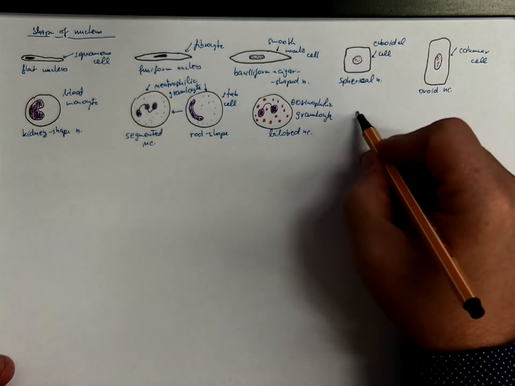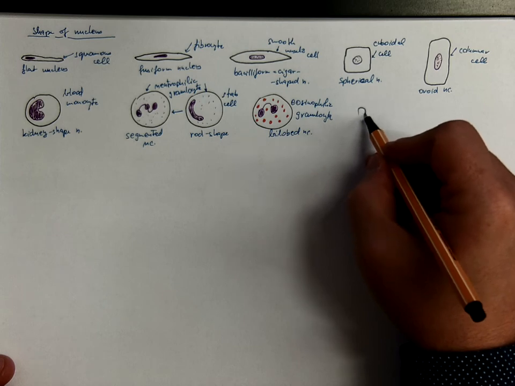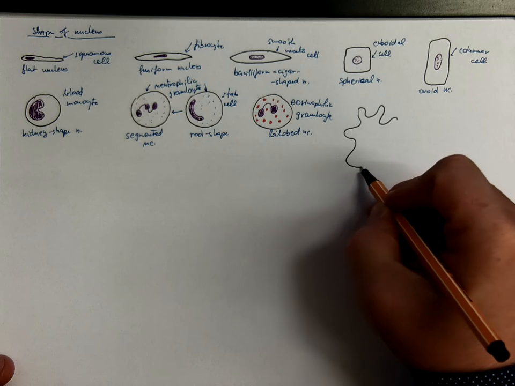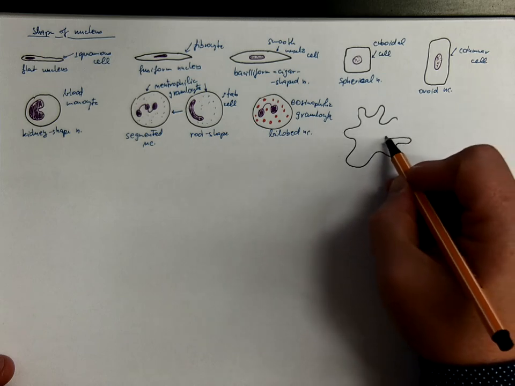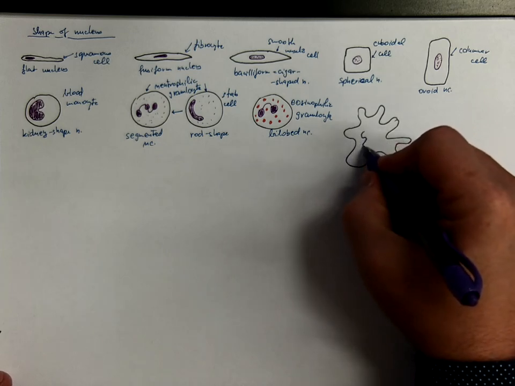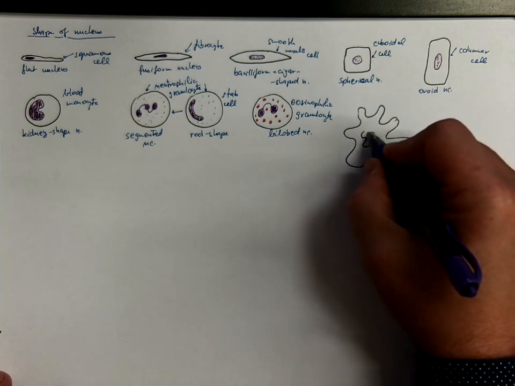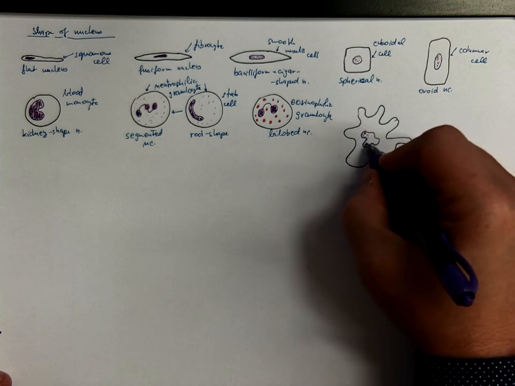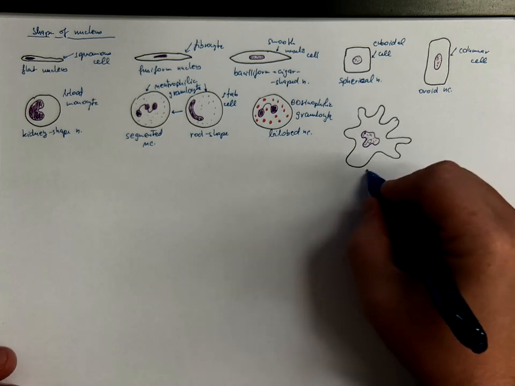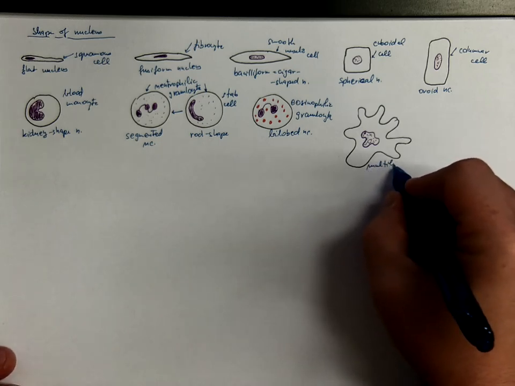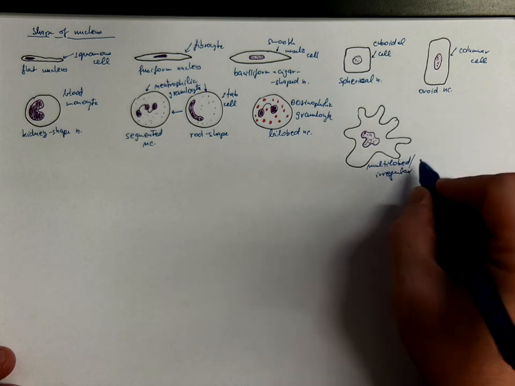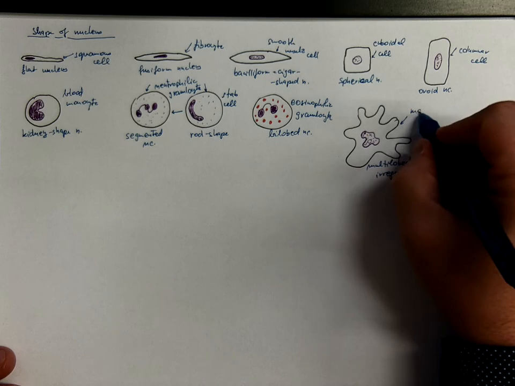The nucleus could have diverse irregular shapes, such as in macrophages. Macrophages are mobile cells that perform phagocytosis, and the nucleus might have variable shapes. So we have multilobed or irregular shape of nucleus, such as in this tissue macrophage.